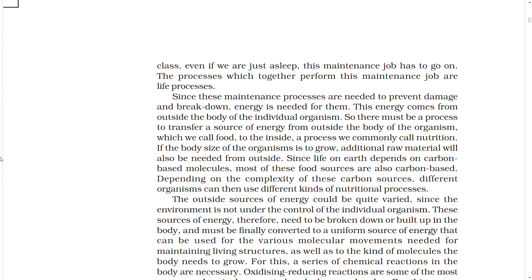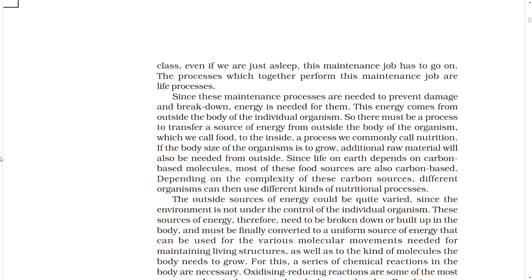Since these maintenance processes are needed to prevent damage and breakdown, energy is needed for them. This energy comes from outside the body of the individual organisms. So there must be a process to transfer a source of energy from outside the body of the organisms, which we call food, to the inside, a process we commonly call nutrition.